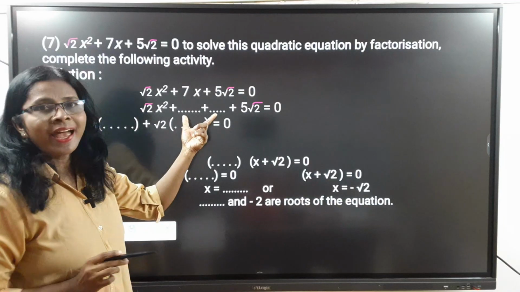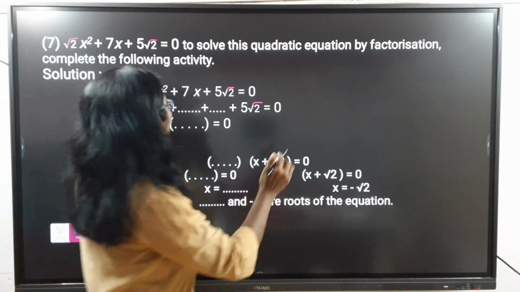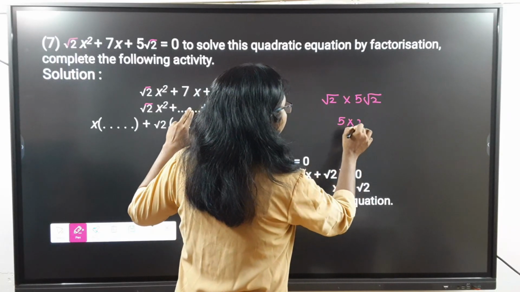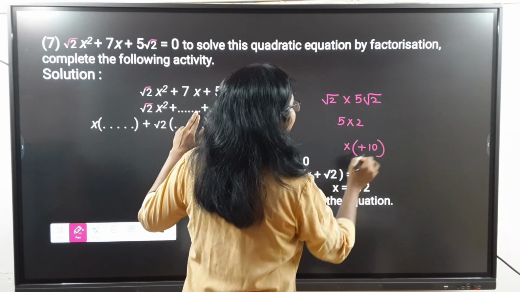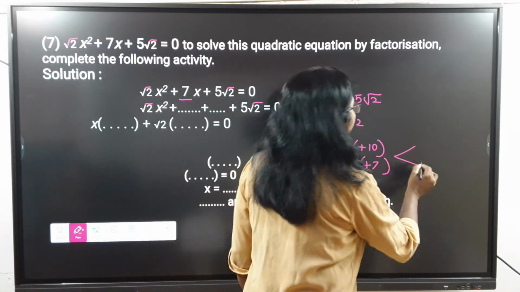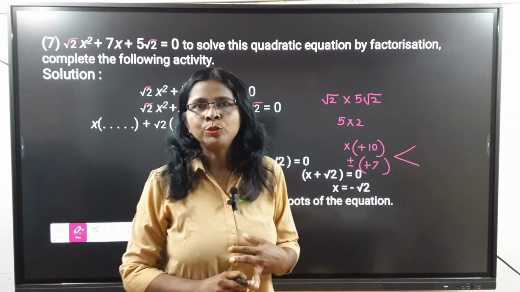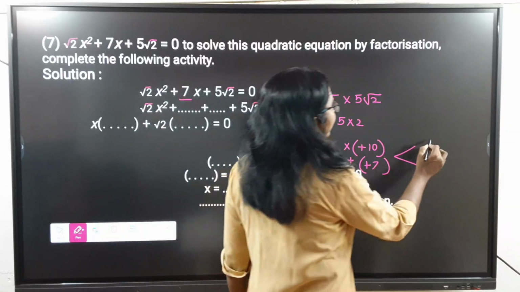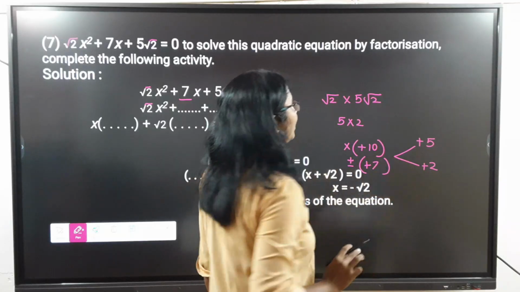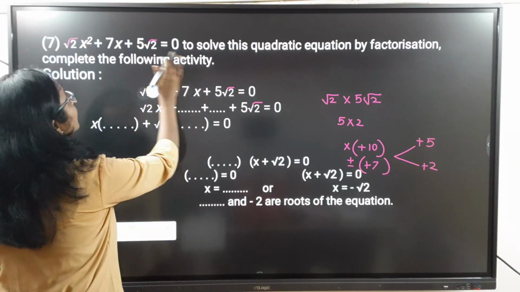In these two gaps, we have to find the two numbers such that their product will be 5 2s are 10, positive 10, and their addition or subtraction would be positive 7. Which two numbers fulfill these two conditions? The two numbers are 5 and 2: addition is plus 5 plus 2, that is plus 7, and the product is 5 2s are 10, positive 10.